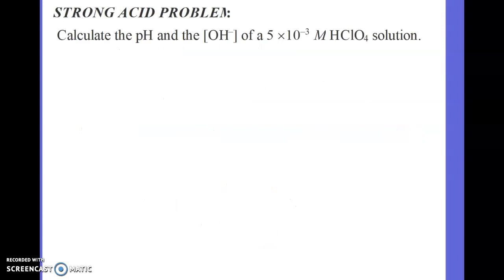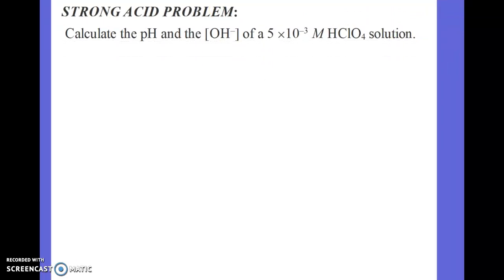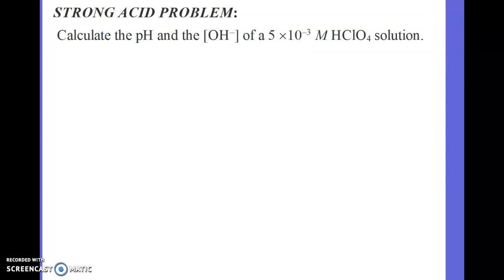First, I want to do a strong acid problem, which is basically using that box. So here we have: calculate the pH and the OH minus of a 5 times 10 to the negative third molar perchloric acid solution, or actually it's called chlorous acid solution.